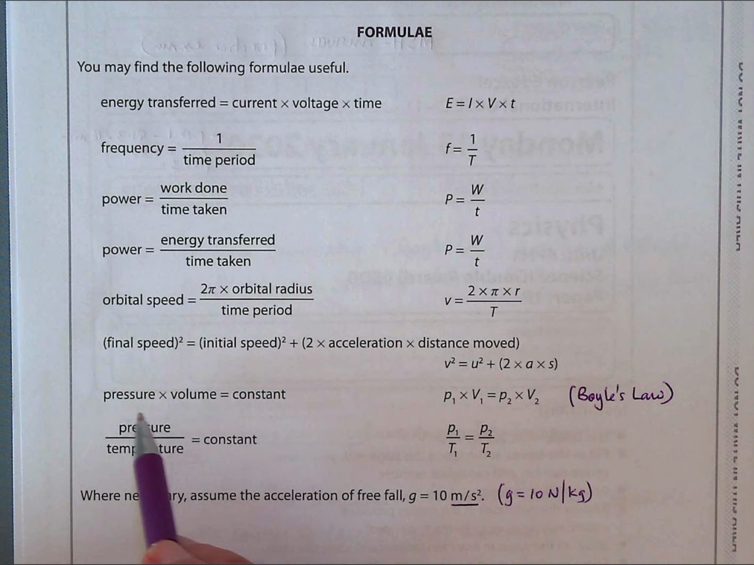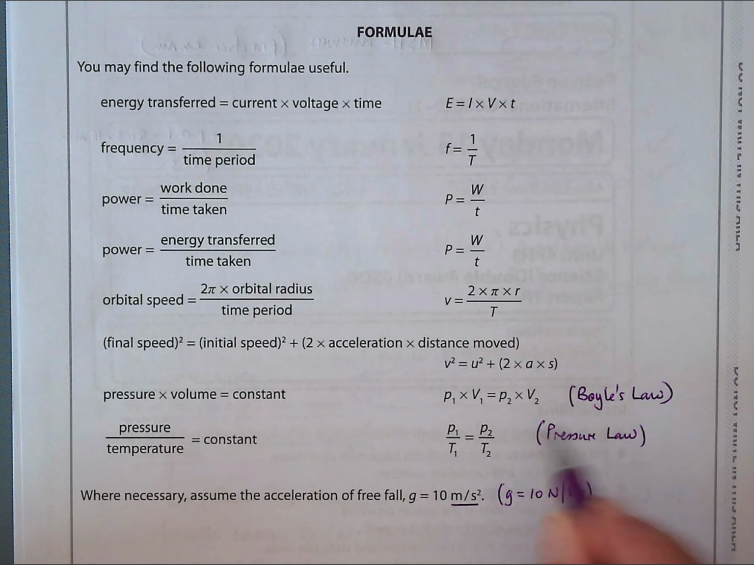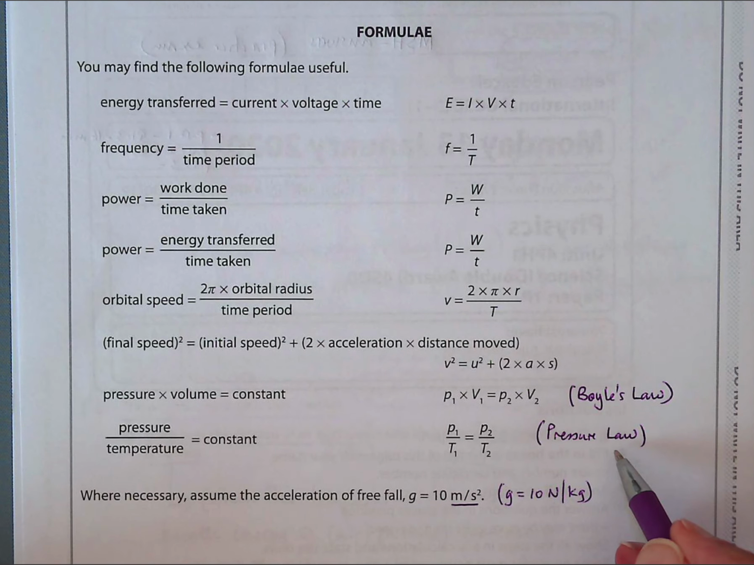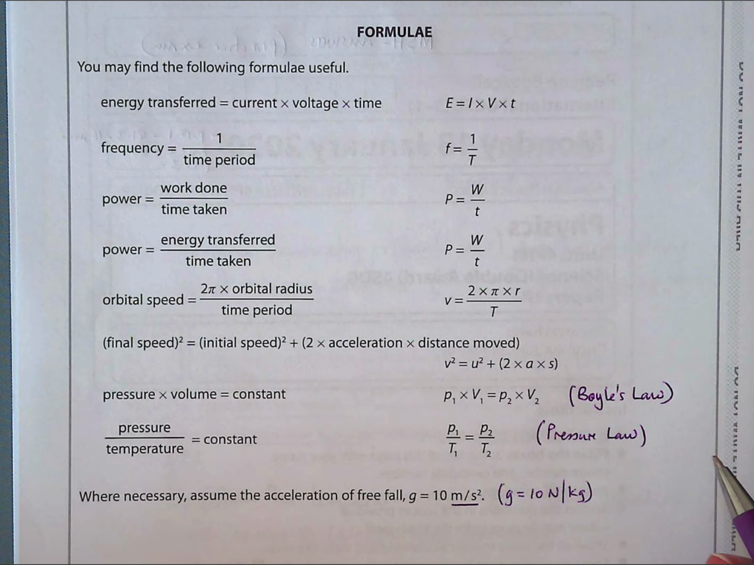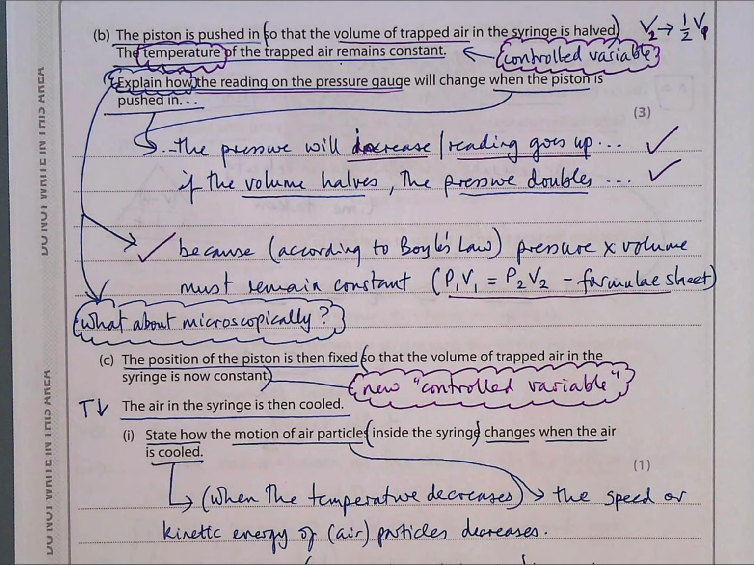Later on we're going to use how temperature and pressure also have another equation that's called the pressure law. In Boyle's law, you keep the temperature constant. In the pressure law, you keep the volume constant. In both of them, you keep the amount of gas constant. I'm just showing you that the formula sheet does give you the more difficult formulae.